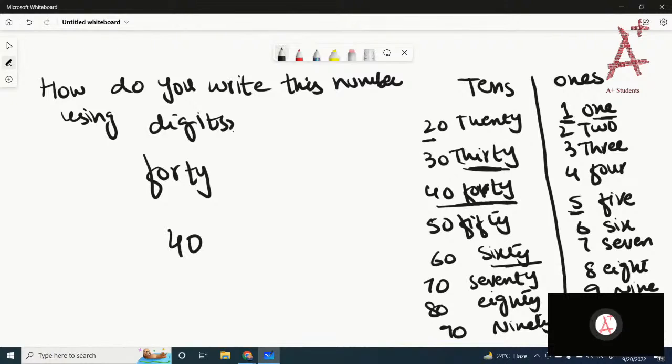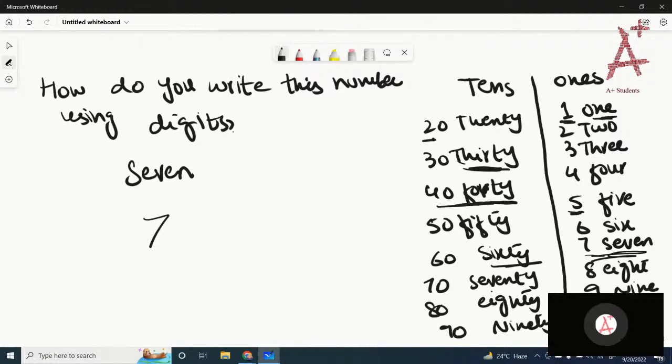Okay, the next one is, how do you write this number using digits? And the number is 7. You can find it under the ones column. Here you have 7, so write the 7 like this. You are given four options. Select the correct option, click on the OK button.